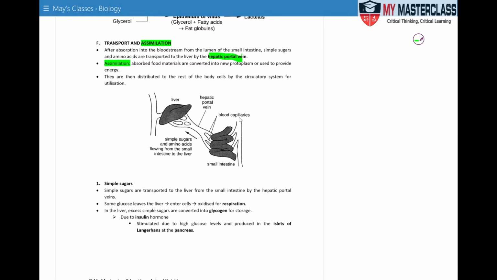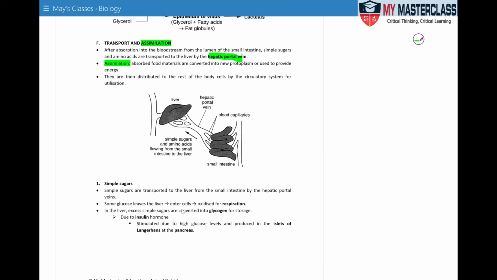So firstly, there is transportation from the small intestines of your simple sugars, your monosaccharides, okay, your glucose, fructose and galactose, along with your amino acids. So these will then enter into the liver itself. When it enters into the liver, some of it will undergo deamination, some of it will be distributed.